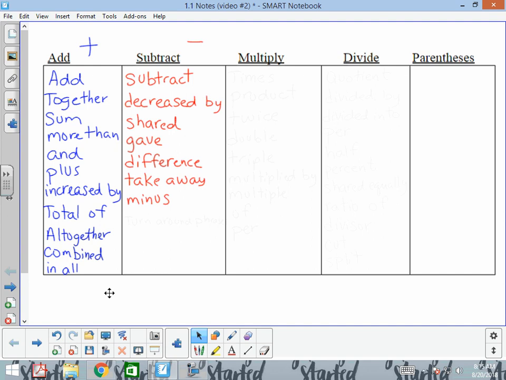So these words here, subtract, decrease by, shared, gave, difference, take away, and minus, they all keep the order the same. So we're going to use the minus sign, but we're going to keep the order the same.